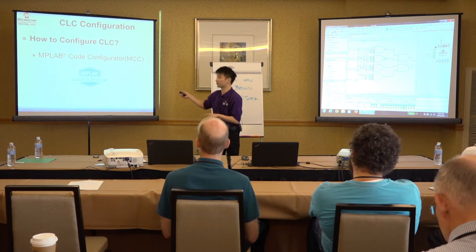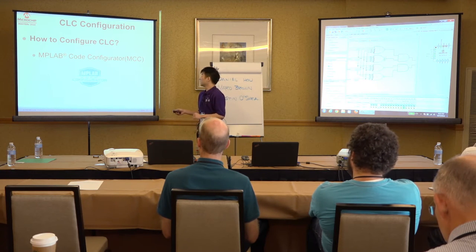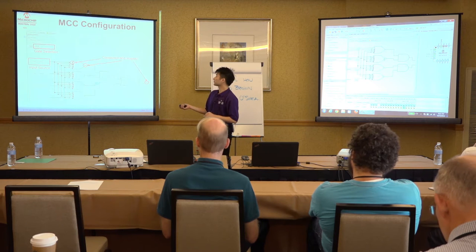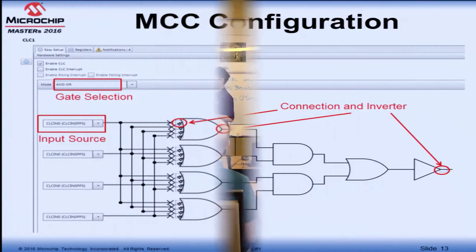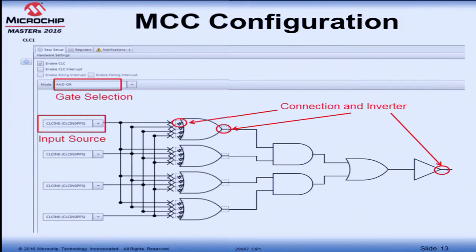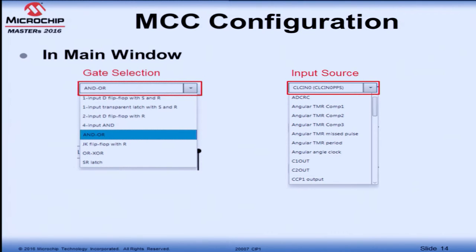All right, let's switch to this screen. After talking about the MCC, here are some configurations of the MCC that I have already demoed. We have the gate selections, different gates, different components. We have the input source selection. And here we have connection and inverter. So you can add an inverter here, and you can connect over there, and you double click it, and then it's an invert. The gate selection for the input and the output.